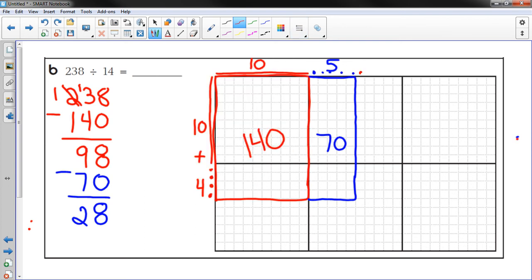So I just need 2 more up here. 2 times 14. That's 28. All right. So my answer is up here. 10 plus 5 plus 2. That's 17. So the answer to this problem is 17.